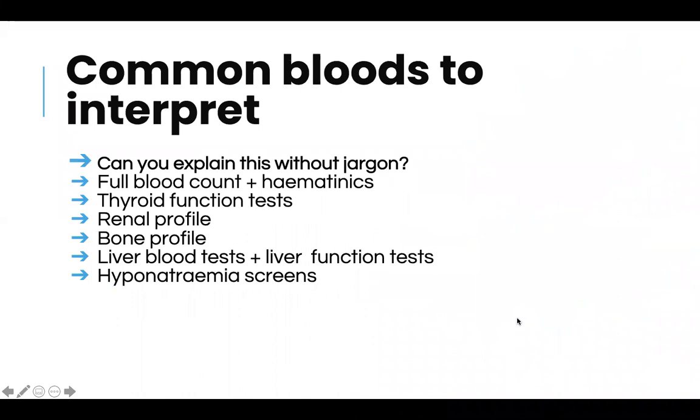Great. So, common bloods to interpret. Can you explain these without jargon? These are some of the common examples that we thought could come up in the OSCEs: full blood count plus your hemopinics, thyroid function tests, your renal profile or urea and electrolytes, bone profile, LFTs, liver blood tests, and hyponatremia screens as well. Those could all potentially come up. We're going to go through a couple of these examples, but it might be worth noting these down and revising some of the blood tests and their interpretations. Okay, go on to the next slide.